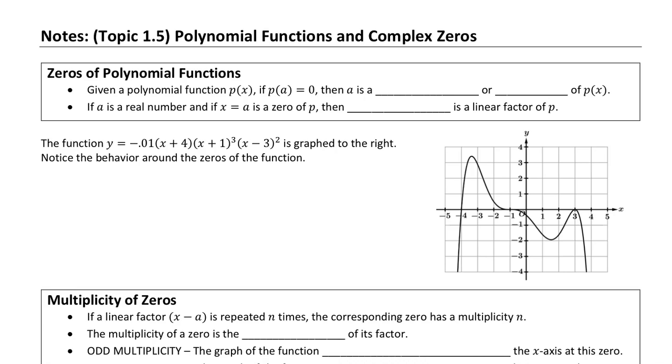Topic 1.5 is titled Polynomial Functions and Complex Zeros. So again, some of this is going to be review from Algebra 2. Should sound familiar, maybe you forgot the details and that's okay. I'm going to teach it like you've never seen it before.